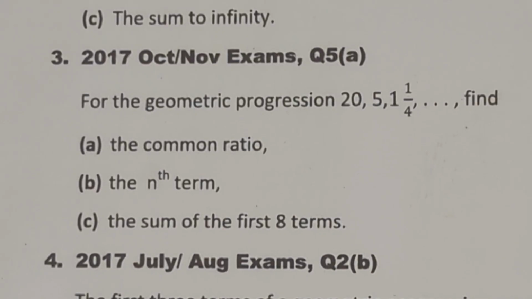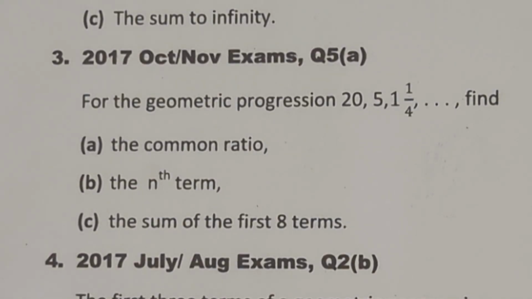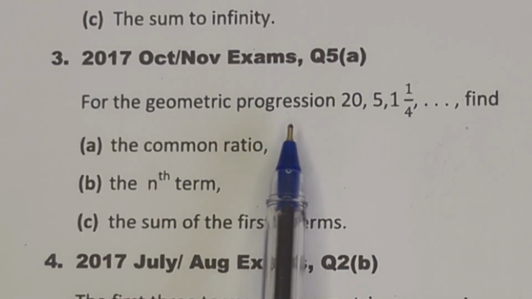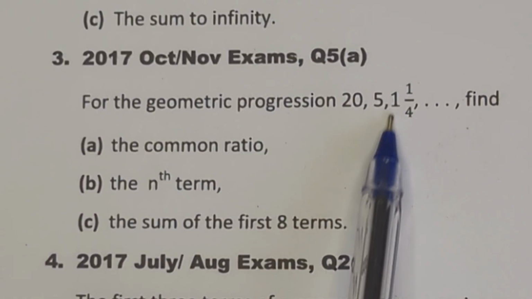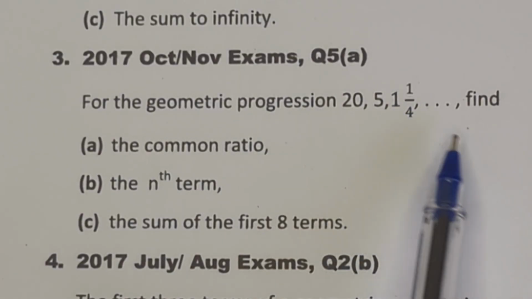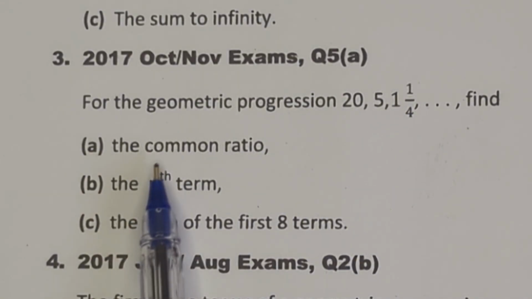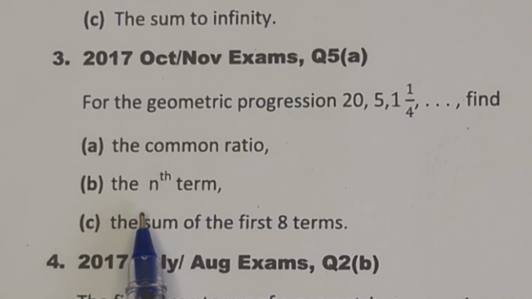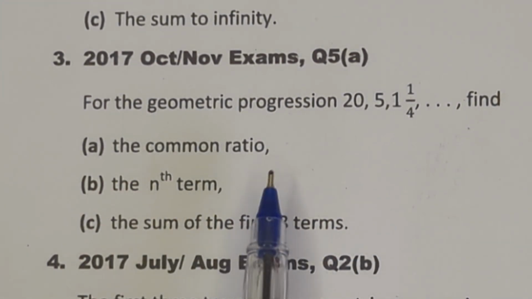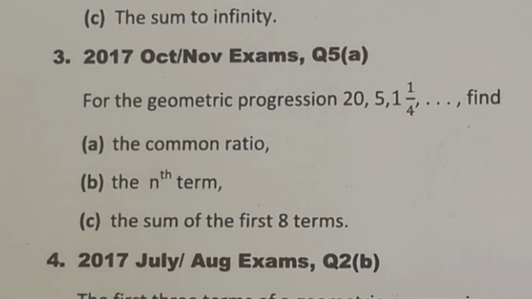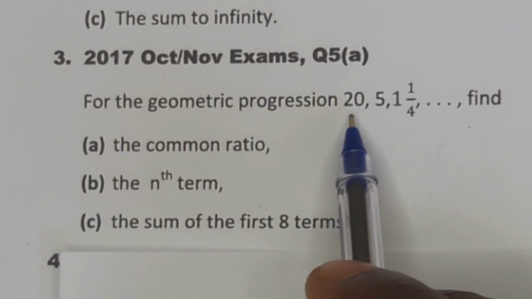Welcome to Lego Academy. In this video we're going to handle a question under geometric progression, and here the statement says: for the geometric progression 20, 5, 1, 1/4, find A, the common ratio, B, the nth term, and C, the sum of the first 8 terms.